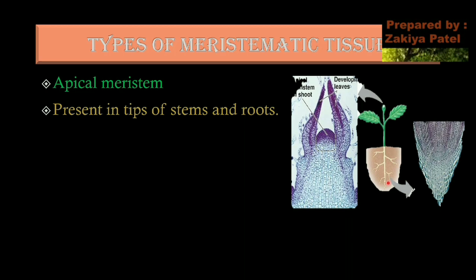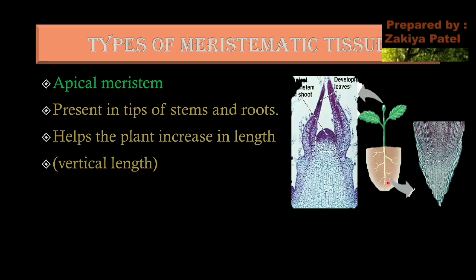What is the function of apical meristem? Apical meristem helps the plant increase in length. If we are wondering how a plant grows upward and downward, it is with the help of apical meristematic tissue. It helps the plant grow towards the sun and down into the soil.